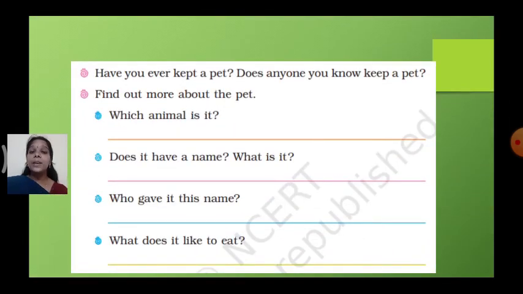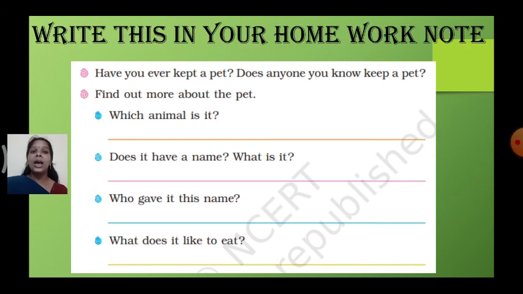Next, have you ever kept a pet? Do you have any pet? Does anyone you know have a pet? Otherwise, your friends or relatives may have a pet. Find out more about the pet now. Which animal is it? Does it have a name? Who gave it this name? What does it like to eat? You have to write that on your own. This one you have to write in your homework note. Okay, children?